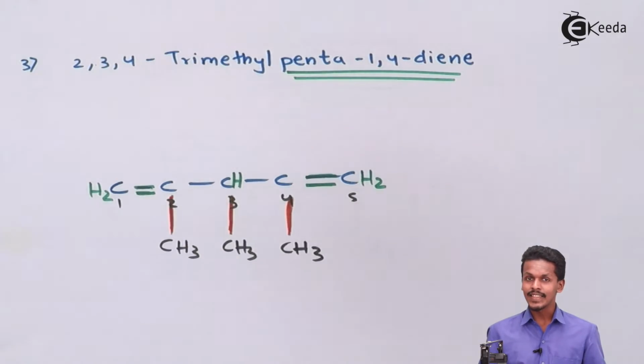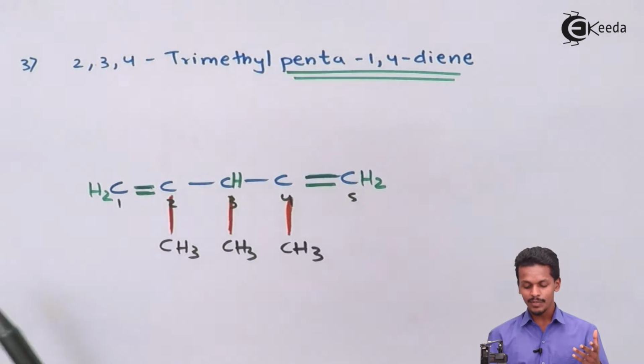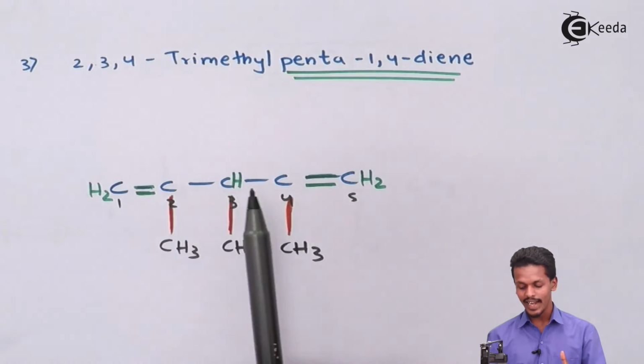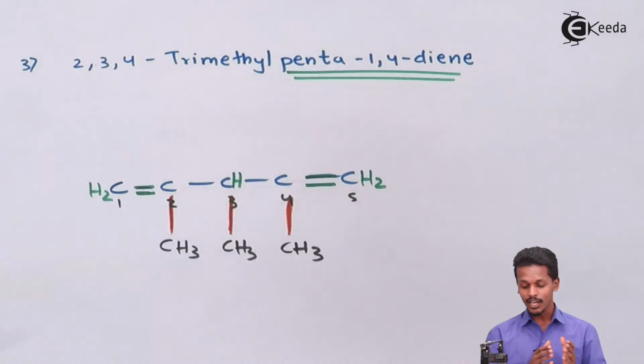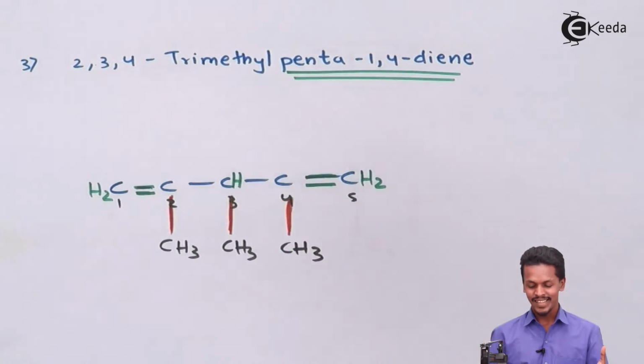But this is not an alkane, this is an alkene, where I could see that the carbon-carbon double bond is starting from carbon number 1 and carbon number 4. So the name is pentadiene, but the double bonds are present at carbon number 1 and carbon number 4, making it more precisely penta-1,4-diene. That is what we have written over here.